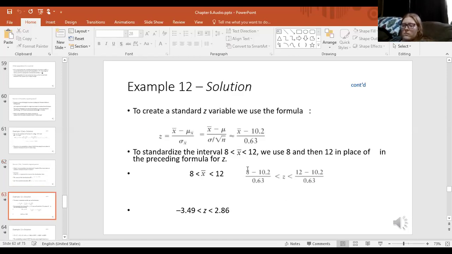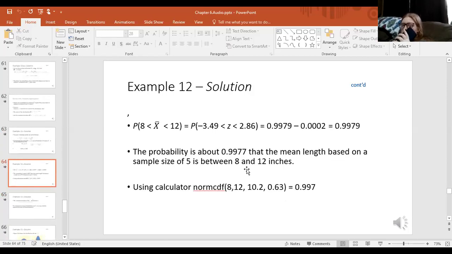Let's look at the answer here. So half the answer is 0.99. You have a good calculator because your calculator asks you for lower and upper. The reason why I'm writing this is because some calculators don't ask lower, upper, and you have to write 8, 12, 10.2, 0.63. That is when you are using a TI-83. So you have a better calculator.